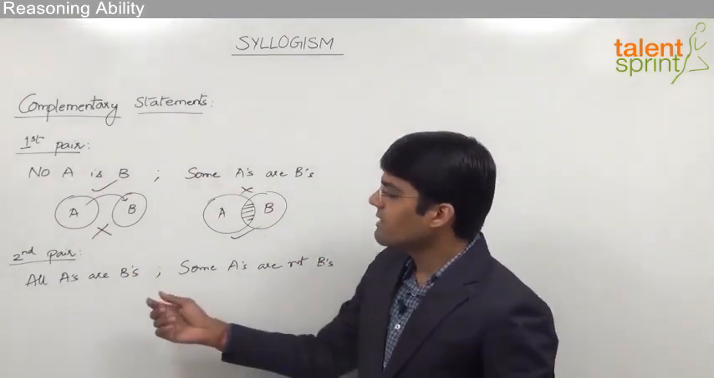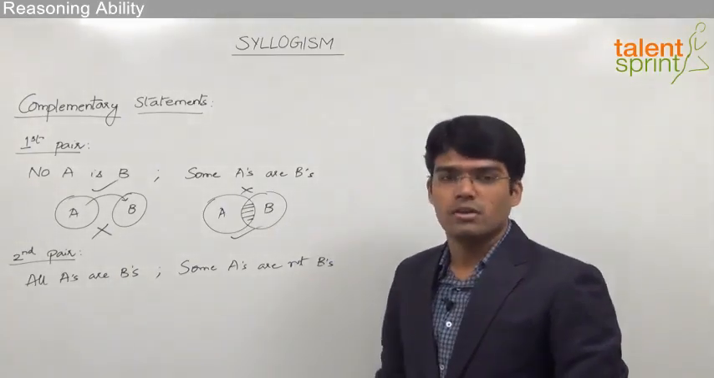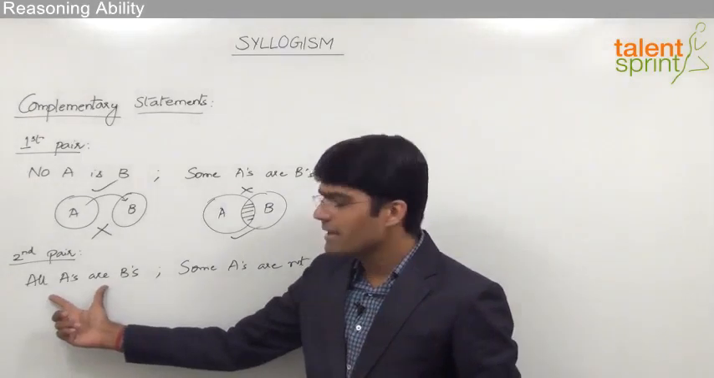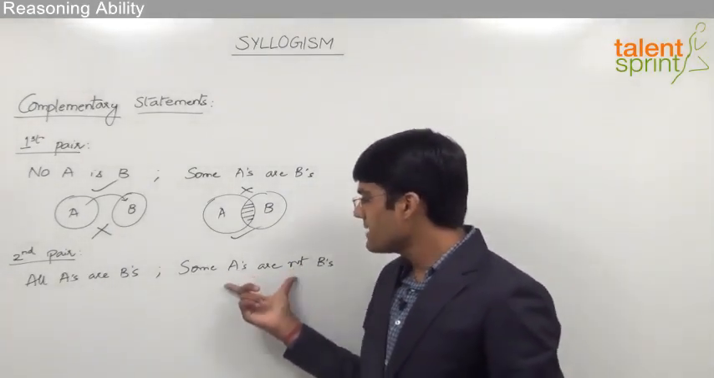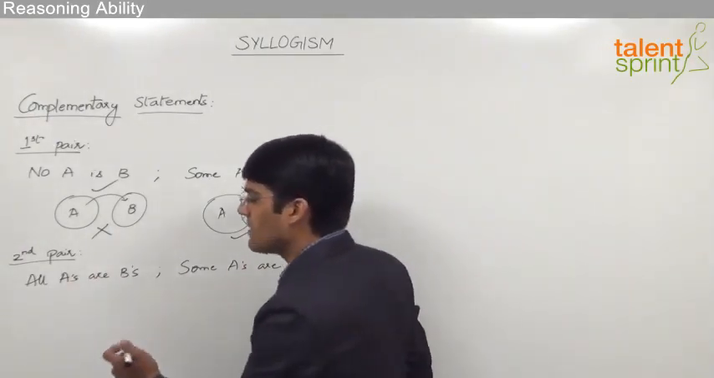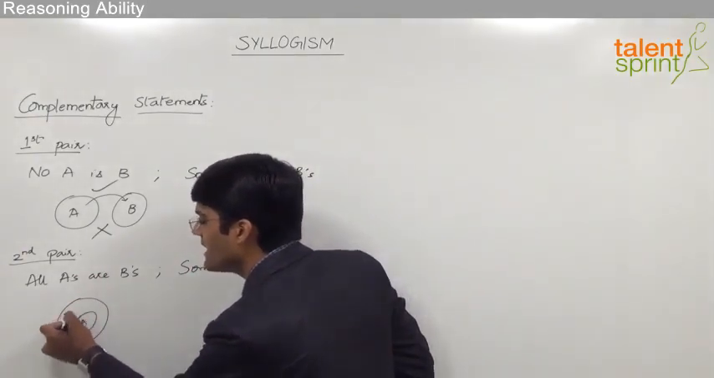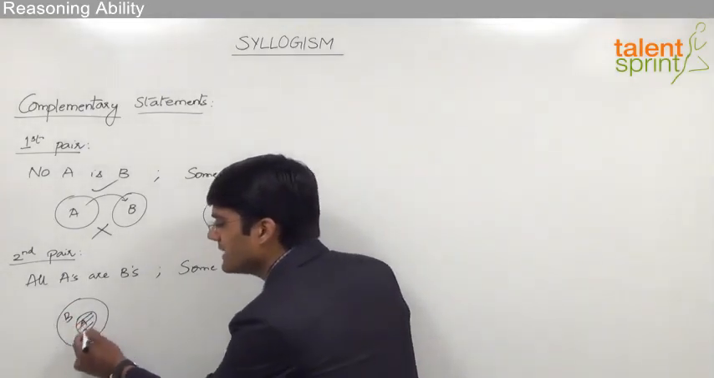The second complementary pair which we have is all A's are B's and some A's are not B's. Again, the same rule is applicable. When the first statement here is false, then the second should be true. And when the second statement is false, the first has to be true. Let us understand this with the help of diagrams. We know that all A's are B's can be represented with the help of this diagram. Here you see that all the A's are B's.